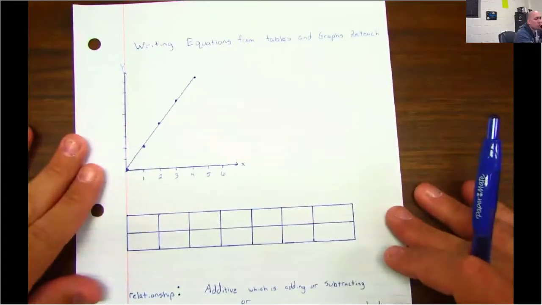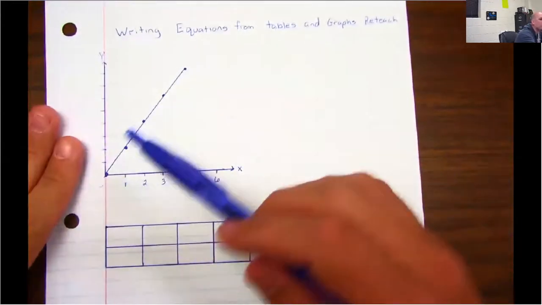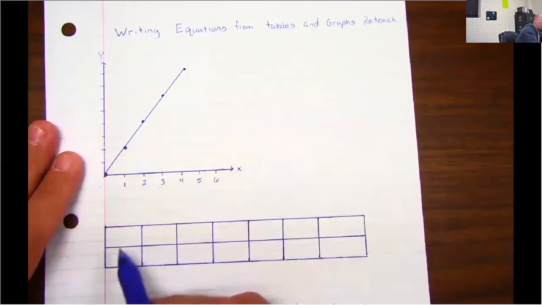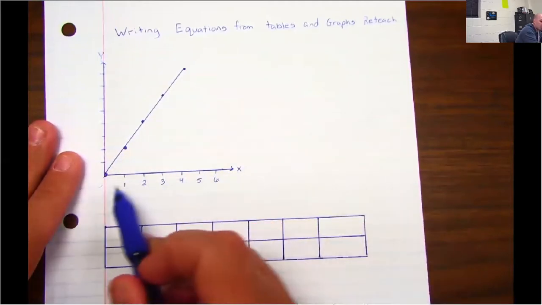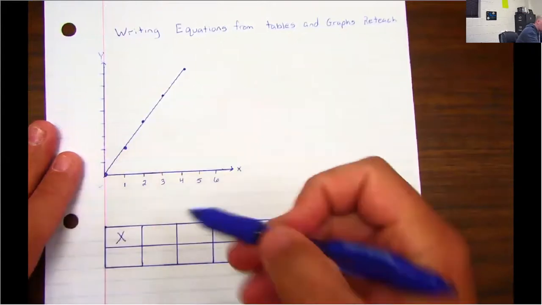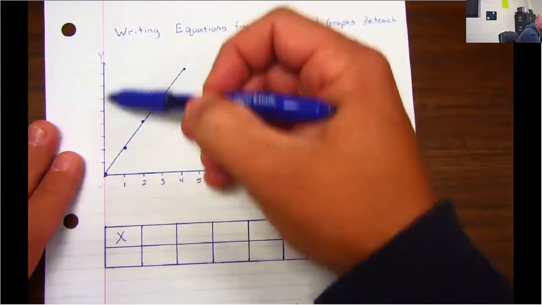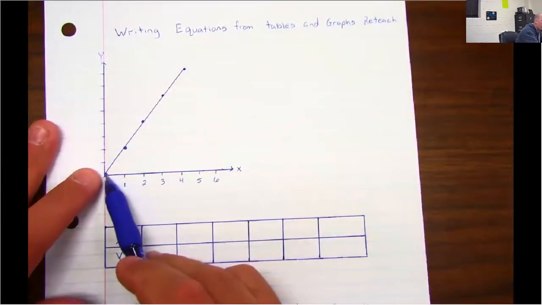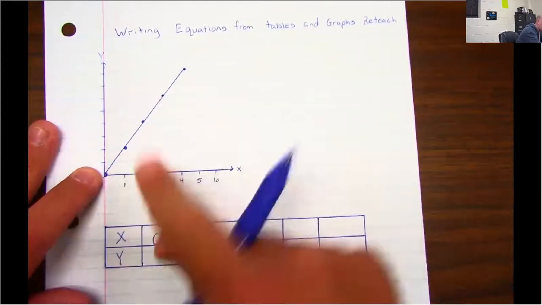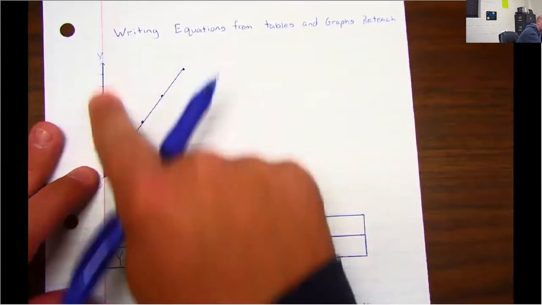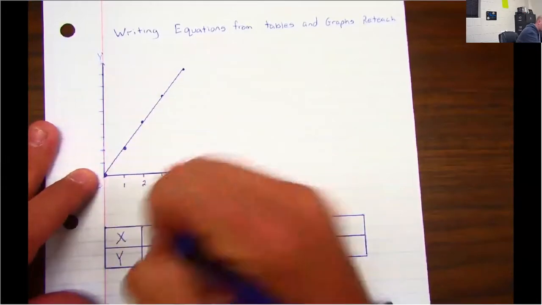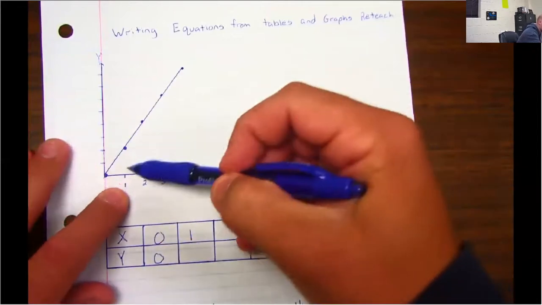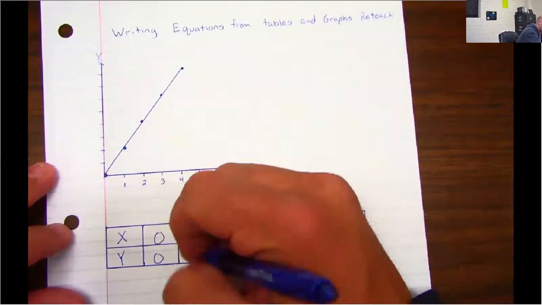If you notice, on this first one, we are already given a graph with some points, but we need to fill in our table. So guys, our top will be our x-axis. Our bottom is our y, which is our y-axis. So our first point, when x is 0 on the x-axis, it's also 0 on the y-axis. Now I went over to 1 on the x-axis, and then I went up to 2 on the y-axis.